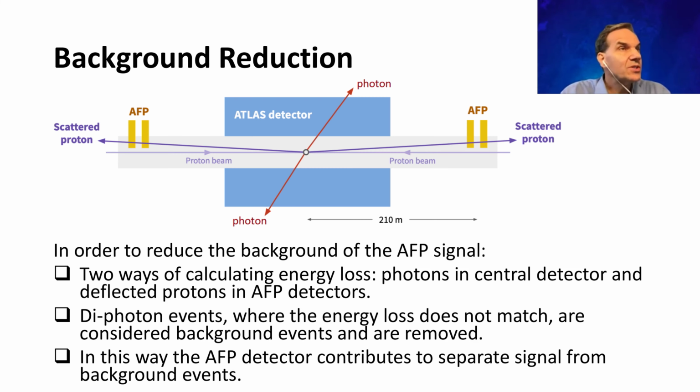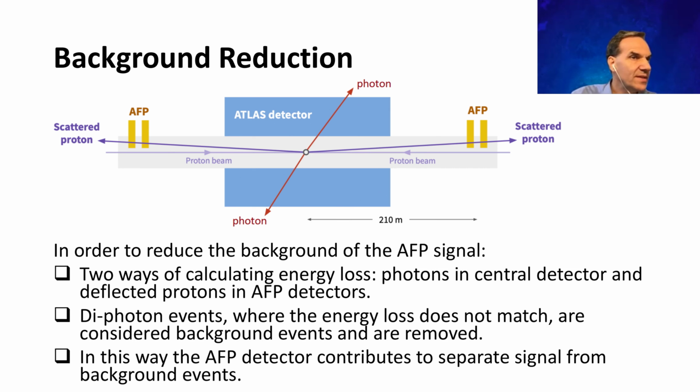The idea of this project is that we demonstrate that it is useful to also have detectors in the forward and backward region, and these are catching the protons which are deflected. So the photons in the central detector carry away some energy, and that energy should match the energy the protons have lost, and we can measure the loss of the proton energy in these AFP detectors. So there are two ways of calculating the energies: directly in the central detector and from the deflected protons in the AFP detector.